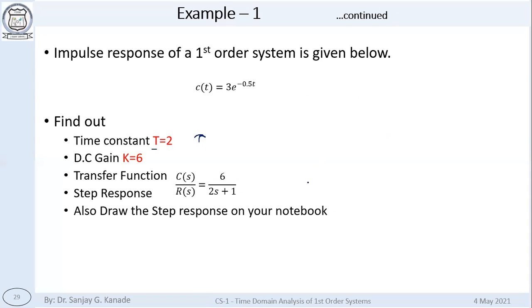So the next question is to find the transfer function. We have already got the transfer function, right? C(s) by R(s) is nothing but the transfer function. Now for the step response, you have to draw the step response in your notebook. So what are the ways? How can you find the step response of this system? We have to find the equation of the step response.